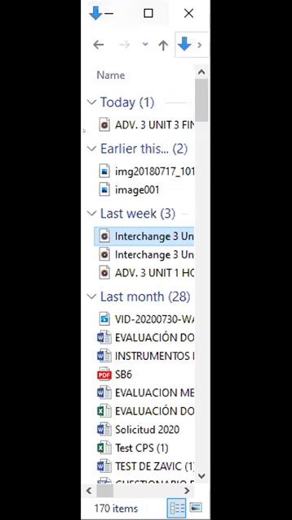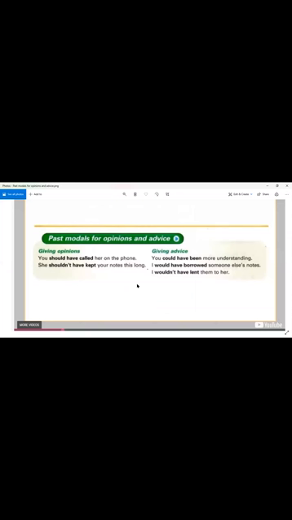Can you see my screen? Yes, teacher. What is the topic? Interchange 3, unit 11. Okay, listen up. Hold on, can you see past modals for opinion? No, teacher. Okay, let me see this here. Can you see it now? Yes. Okay, so past modals for opinions and advice.